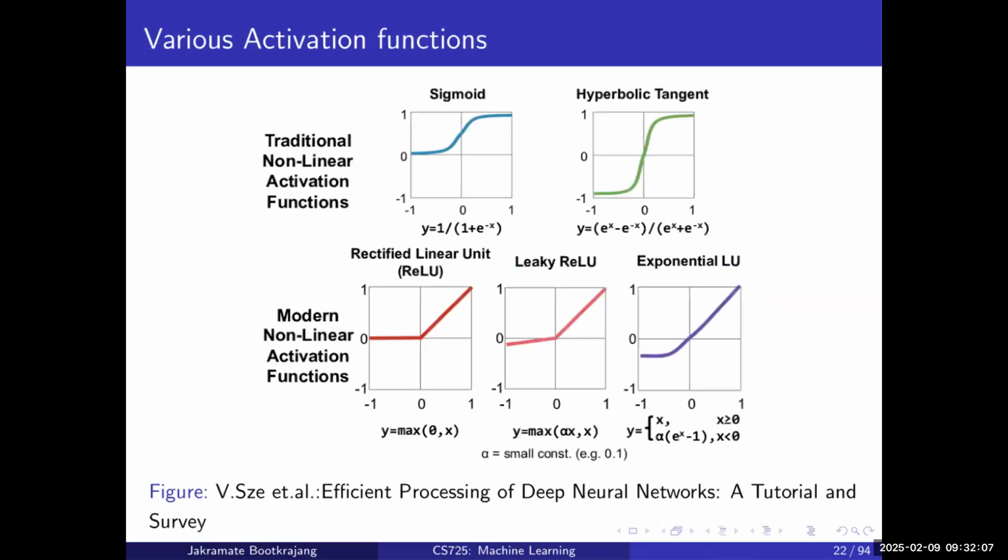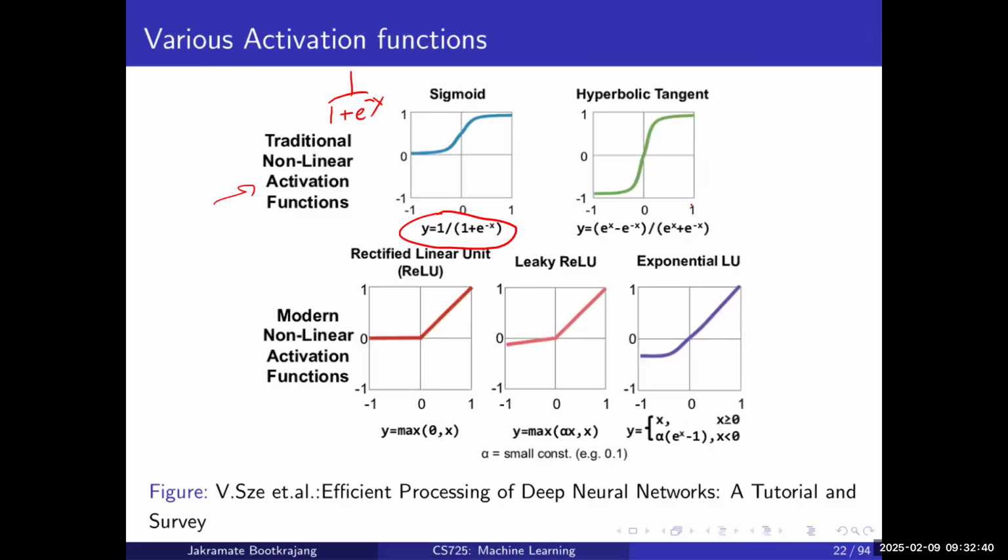And so we have a lot of activation functions that you can choose from. We have the traditional nonlinear activation functions. The very first function that we introduced when we used the perceptron is the sigmoid function. And the sigmoid function has this form, right? It's basically 1 over 1 plus e to the minus x. And this is the very classic one.